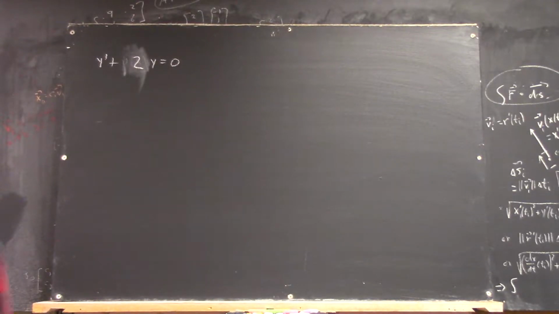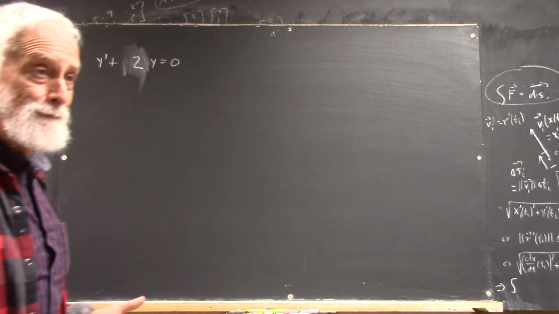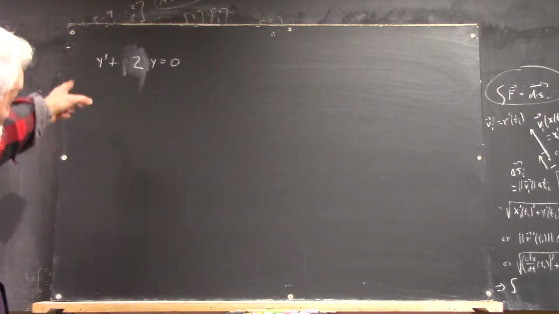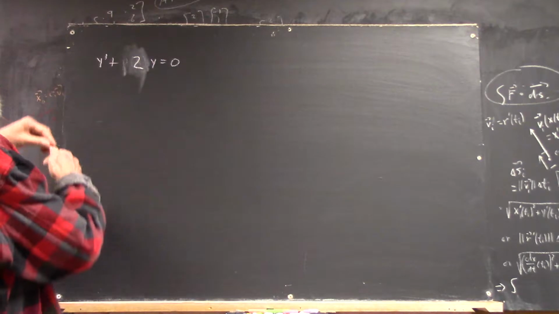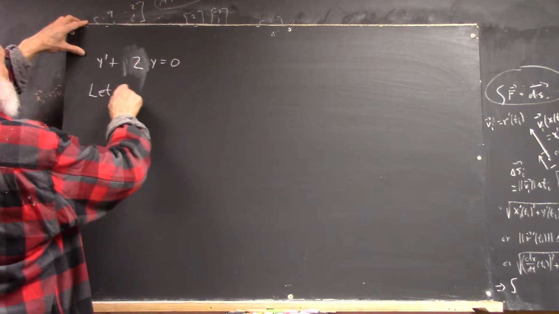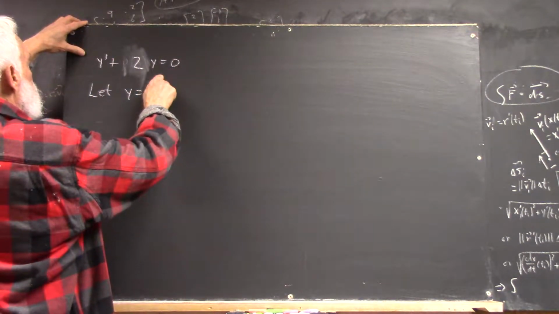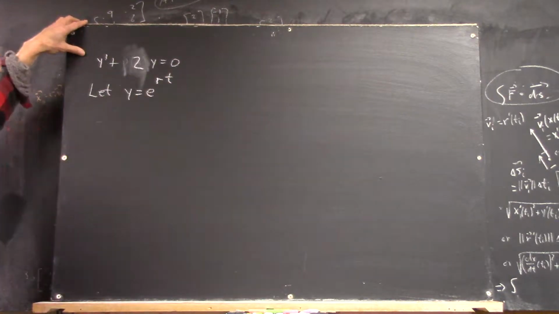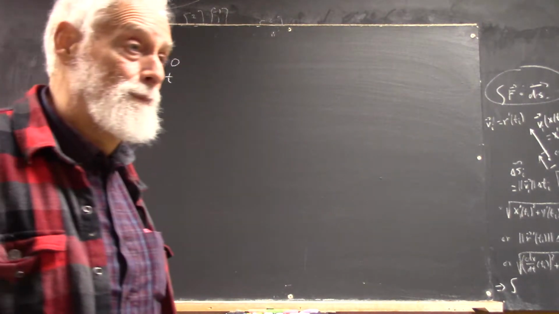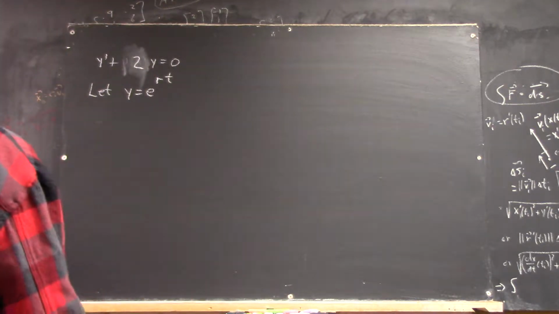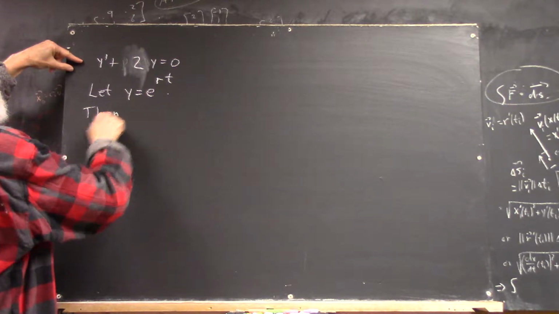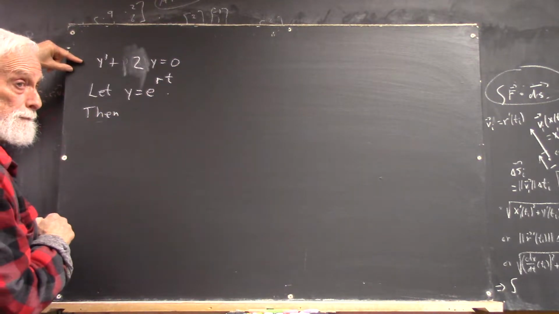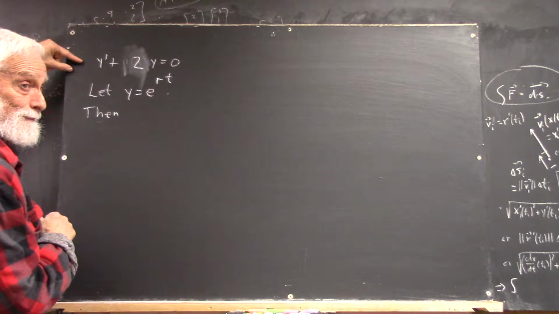Okay, I want to lead up to second order equations with constant coefficients. This is a first order equation with a constant coefficient, right? Another way to solve this is to let y equal e to the rt. Okay? Well, if y equals e to the rt, then what's y prime? R e to the rt? No. Chain rule.